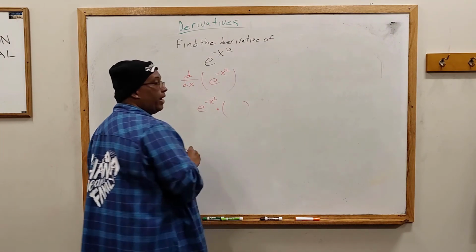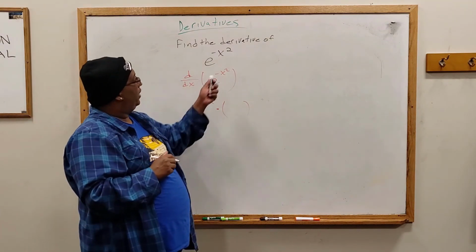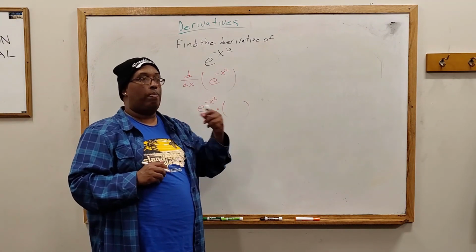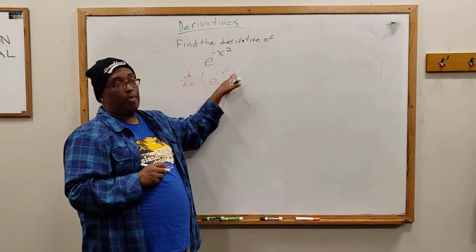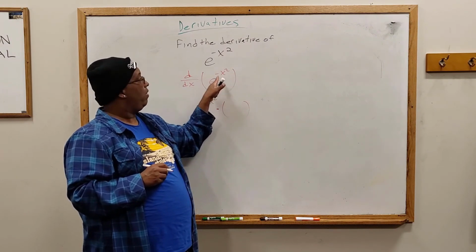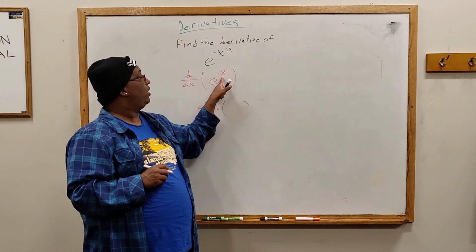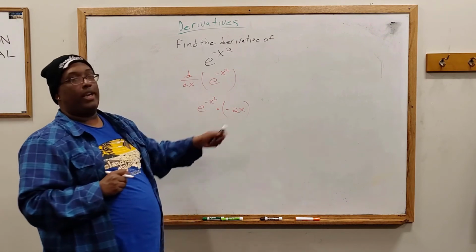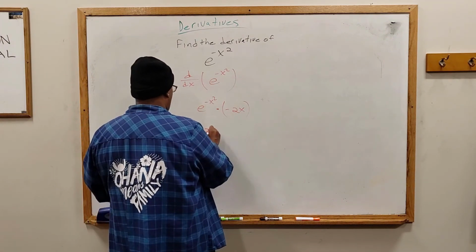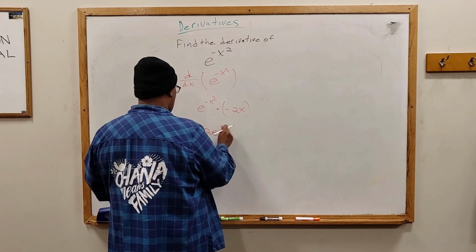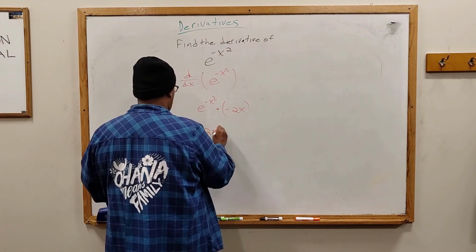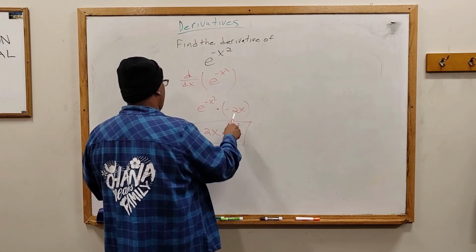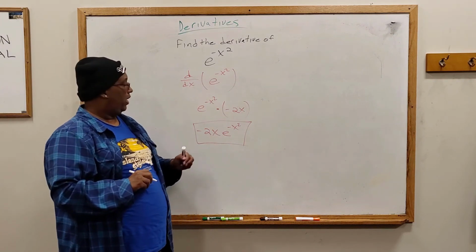But we still need to multiply that by the derivative of the inside function here, negative x squared, which means we need to use the power rule. So take that power, multiply it here, that becomes negative 2x, reduce it by 1, so that's just negative 2x. Multiplying everything together, we get negative 2x times e to the negative x squared. Taking this, moving it to the front. And we're done.